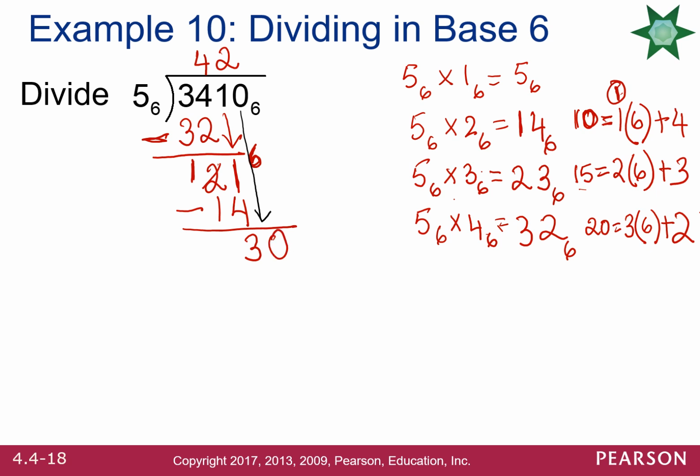All right, and we repeat the process. What should we multiply 5 with to get a value closest to 30? So it seems 32 is greater than 30. We cannot go with this. We have to go with 5 times 3. 5 base 6 times 3 base 6, 23 base 6. So I'm going to write this 3 up here. So 3. And then write the 23 base 6 below.